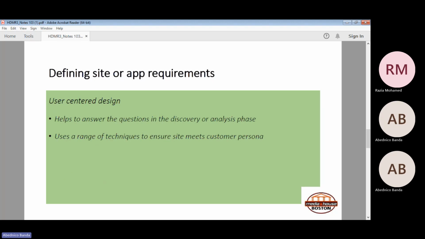So this helps to answer the questions in the discovery or analysis phase. It uses a range of techniques to ensure the site meets the customer persona.